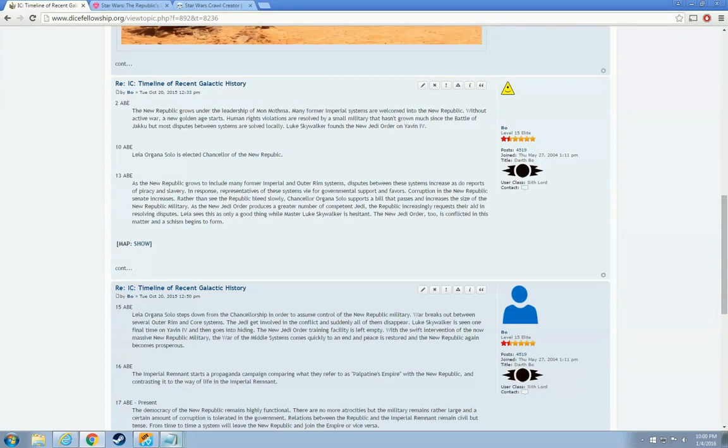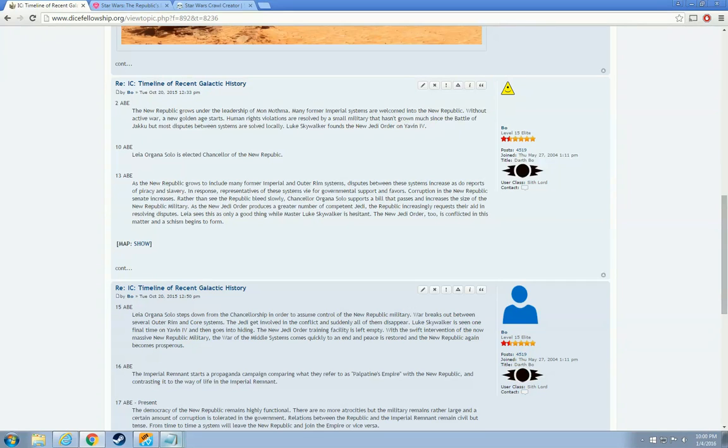10 ABE. Leia Organa Solo is elected Chancellor of the New Republic. 13 ABE. As the New Republic grows to include many former Imperial and Outer Rim systems, disputes between these systems increase, as do reports of piracy and slavery. In response, representatives of these systems vie for governmental support and favors. Corruption in the New Republic Senate increases.